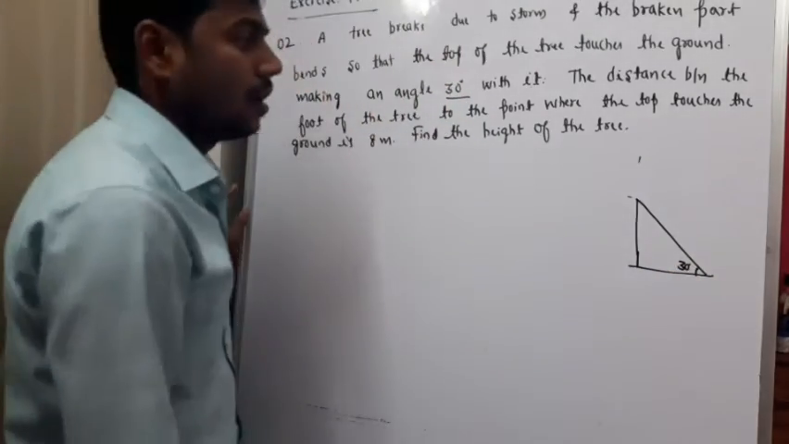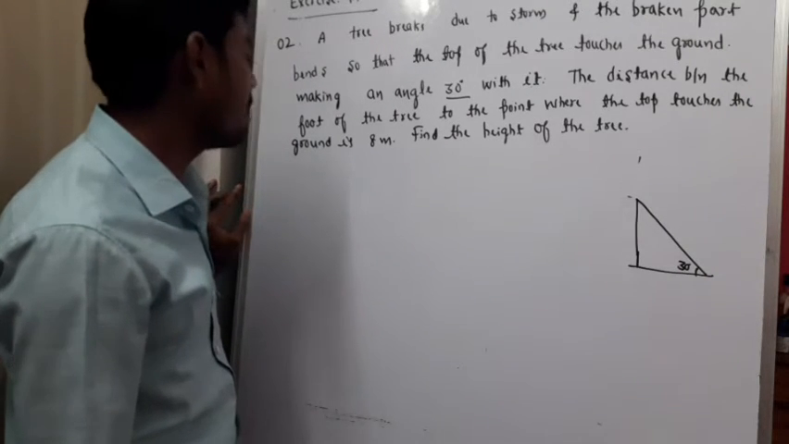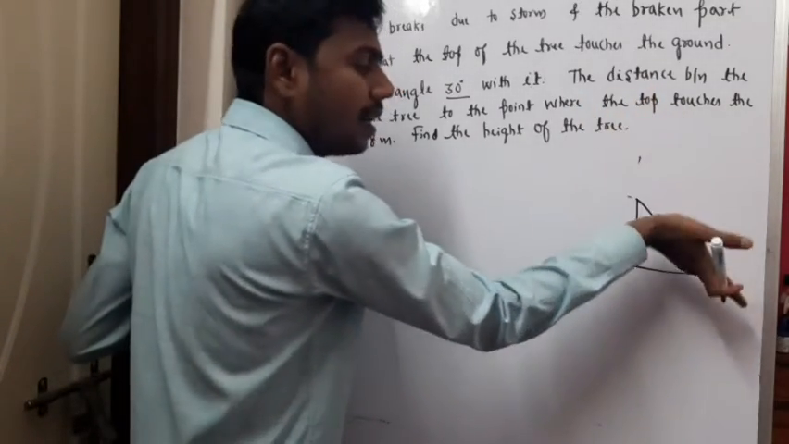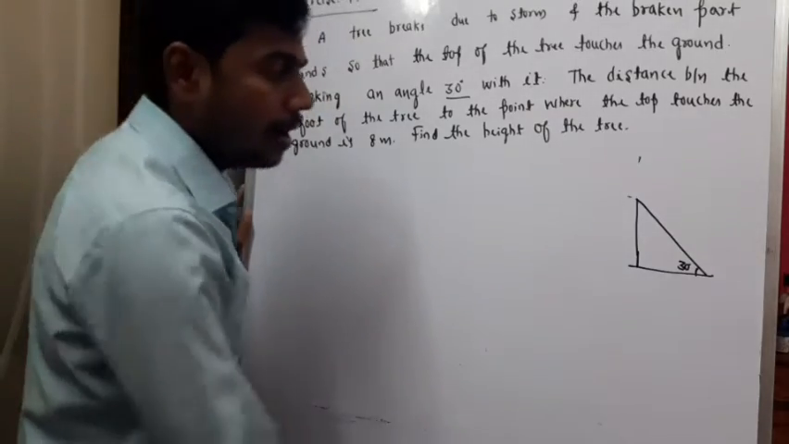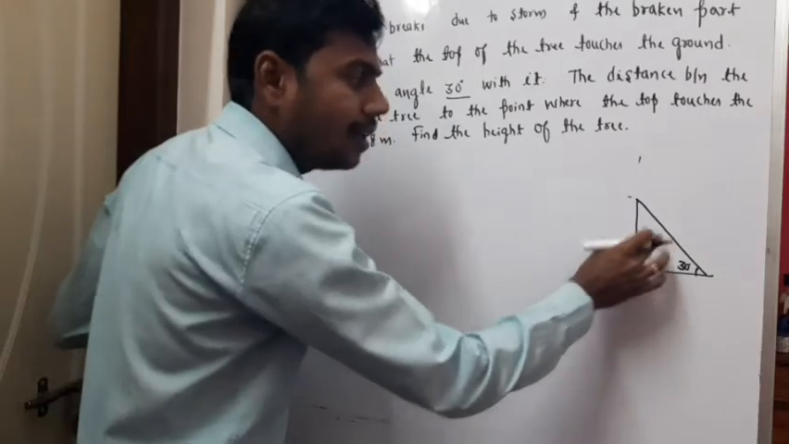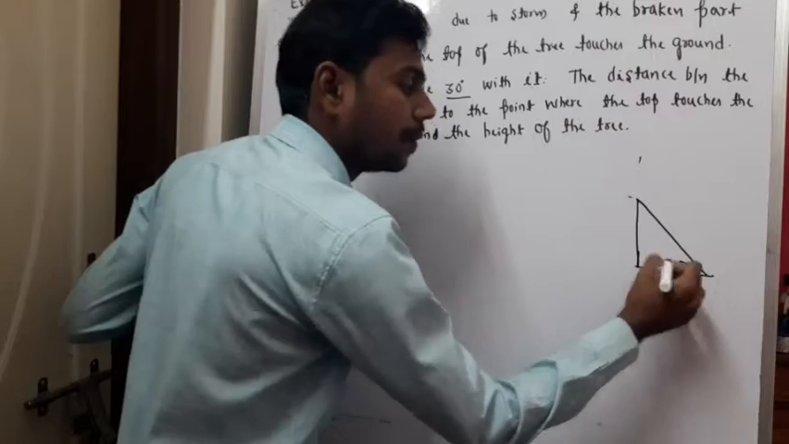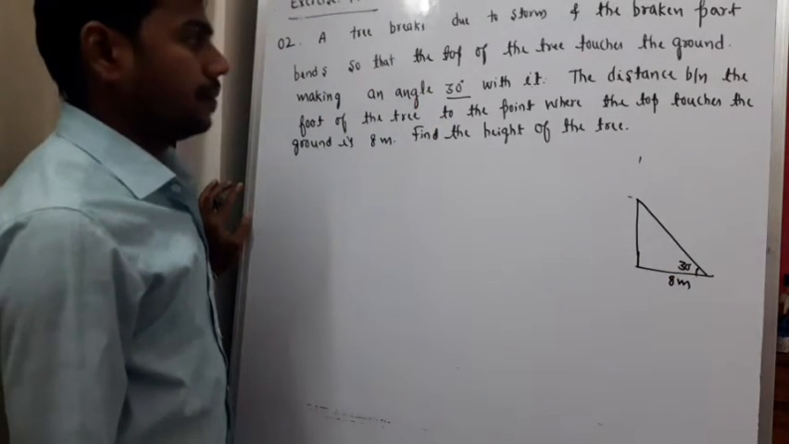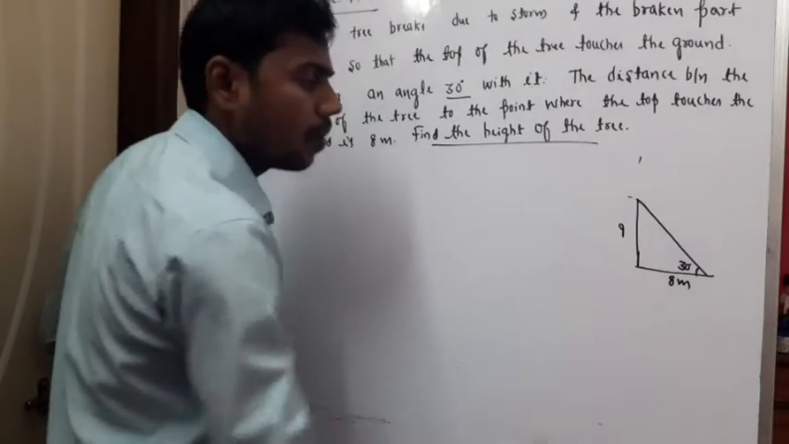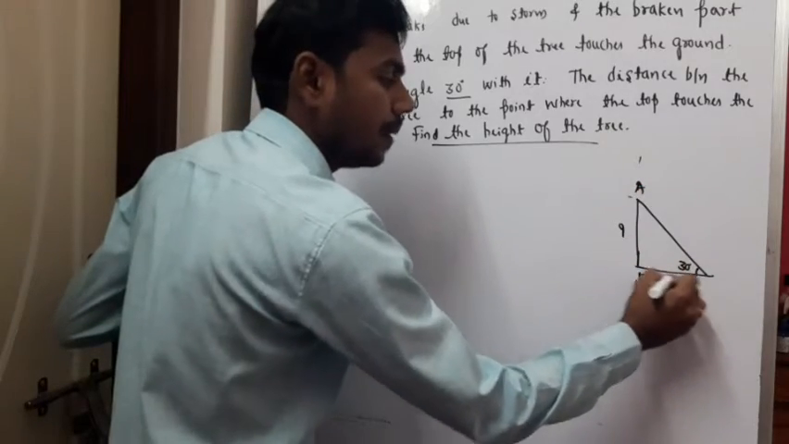Now the distance between the foot of the tree to the point where the top touches the ground is 8 meter. The top broke due to storm and is touching the ground at an angle 30 degree, and the distance between the bottom of the tree and the point where it touches the ground is 8 meter. Find the height of the tree. This is what we need to calculate. Let me name it as A, B, C.